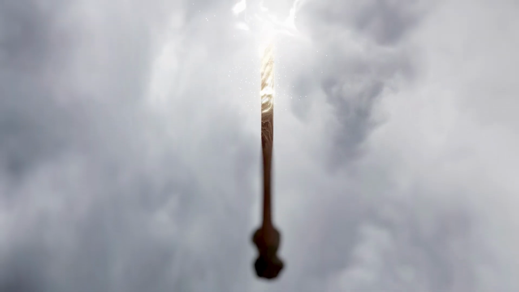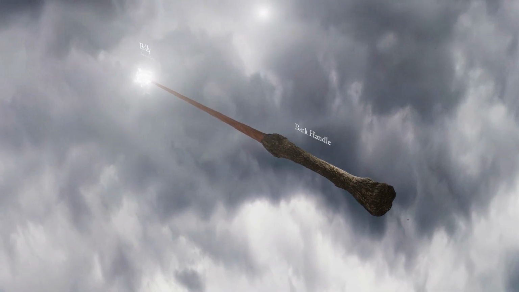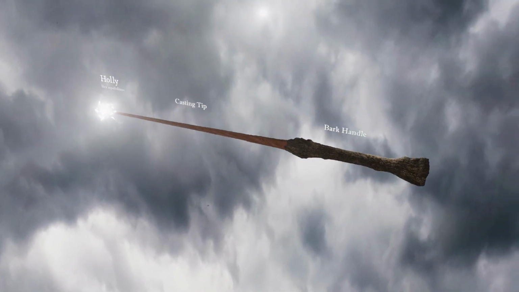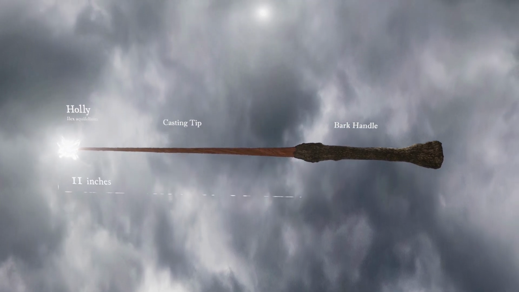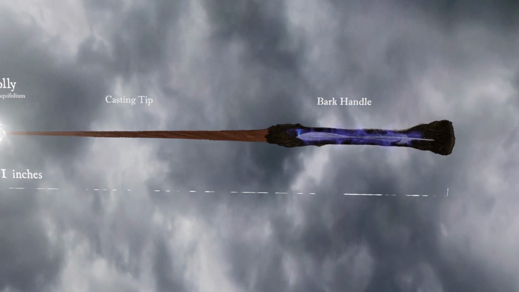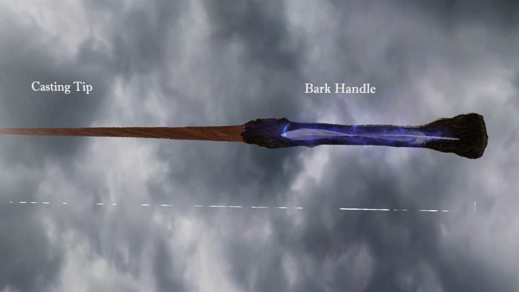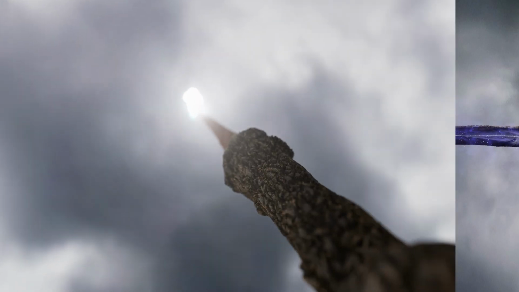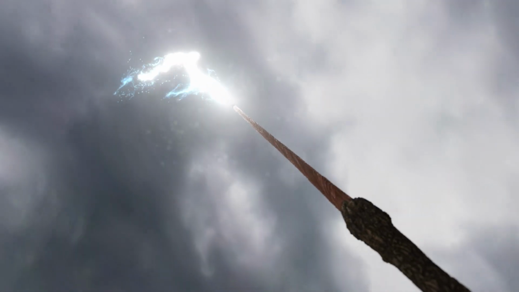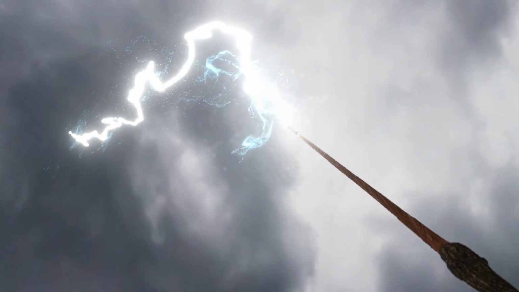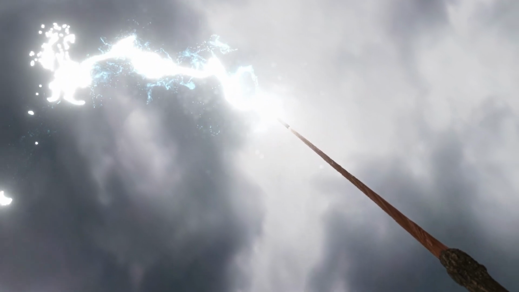The construction of Harry Potter's wand is quite simple. It is made of holly with a bark-laden handle and smooth casting tip. Measuring around 11 inches long, it has a phoenix feather in its core with a conducting chamber running from heel to tip. There is an extremely detailed history of this wand, but we aren't going to elucidate those events. Instead, let's jump right into the science.